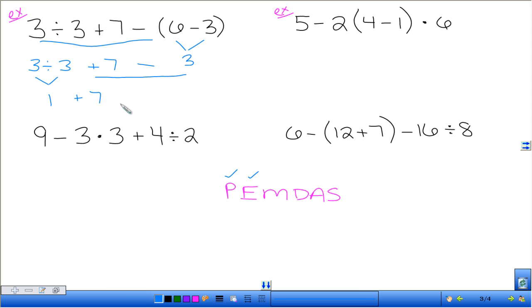And then I'm going to bring down the rest. So plus 7 minus 3. I'm done with multiplication and division. And then I have addition and subtraction left, so I'm going to start at the left and work my way to the right. So what's 1 plus 7? 8. I'm going to bring down the rest. And then what's 8 minus 3? 5. So the answer to this one is 5.